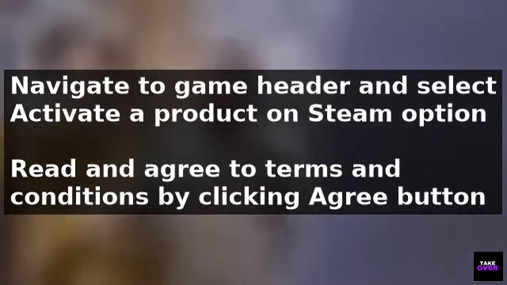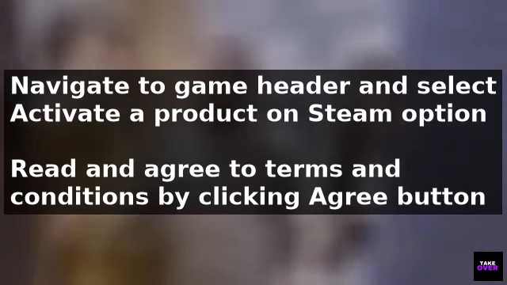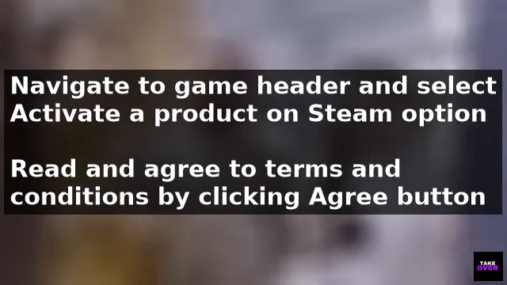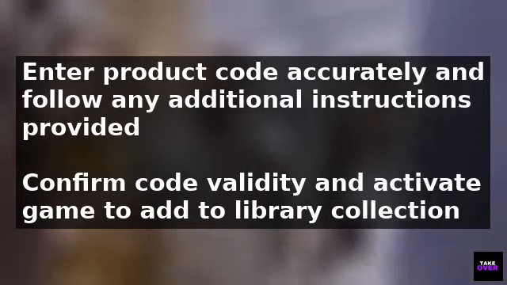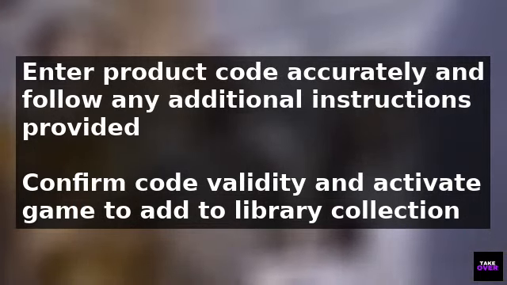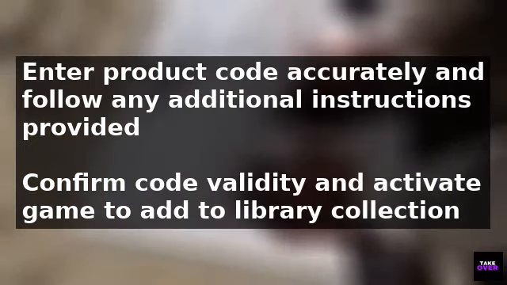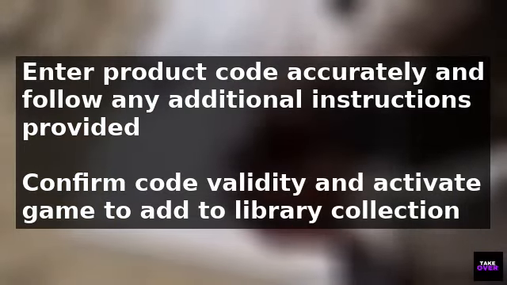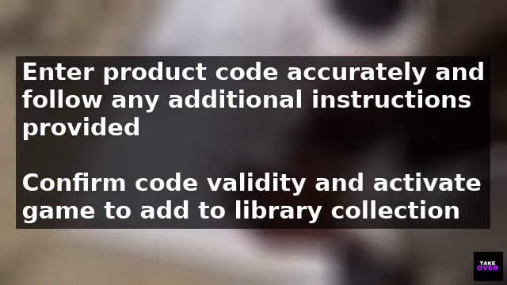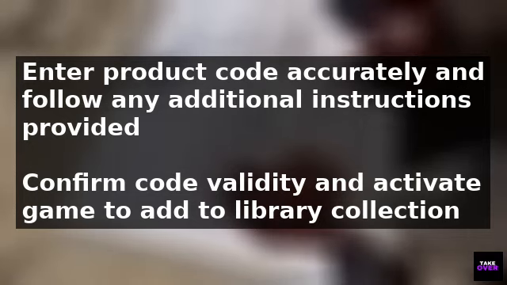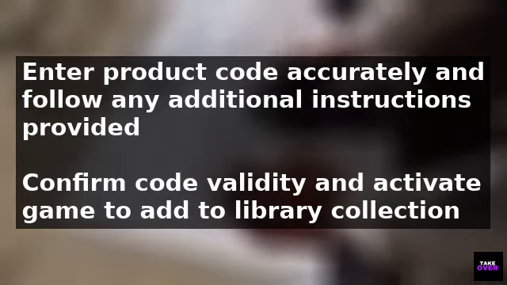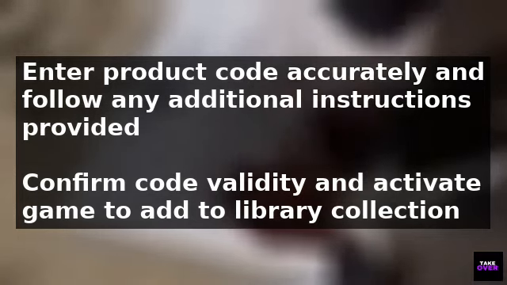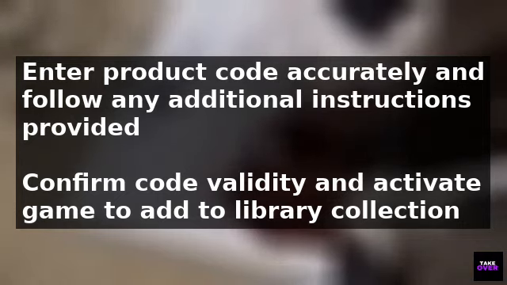After agreeing, you will be prompted to enter your product code, a 16-character combination of letters and numbers, making sure to enter it accurately. Follow any additional instructions provided after your code is accepted. Upon confirmation of your code's validity, your game will be activated and added to your library collection. To complete the process, click Finish.